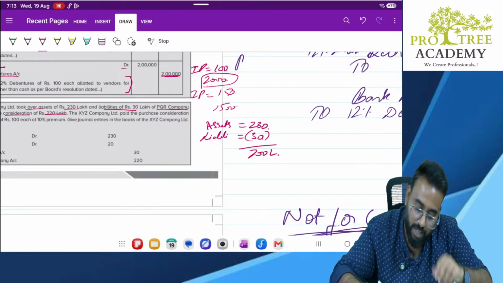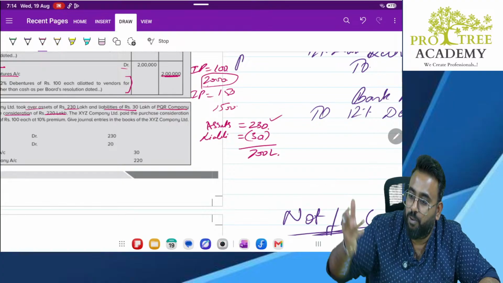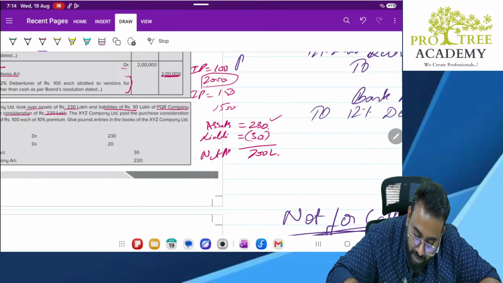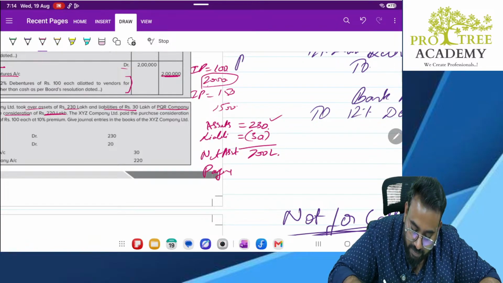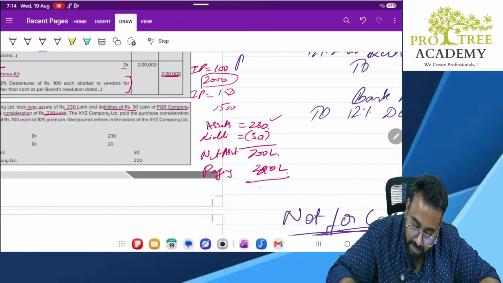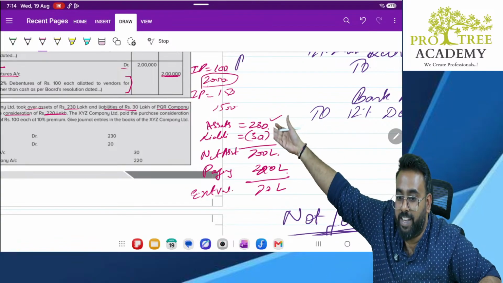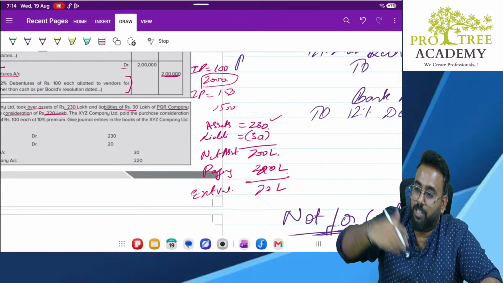Right? So 230 is the assets you got. In that 30 rupees gone. For what? For their liability. So how much is the net assets you got? 200. How much you are paying? Are you paying extra or less? Extra. In earlier case, what was that? In earlier case, ulta. Net assets was 220. We were paying only 200. That's why that extra was our profit.